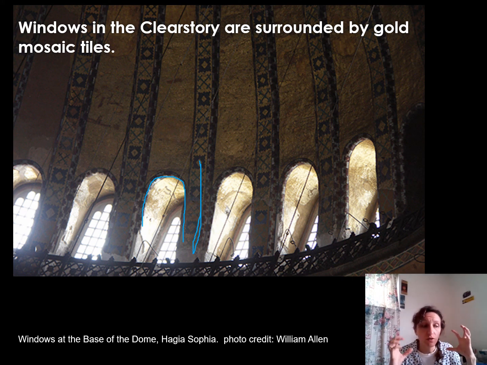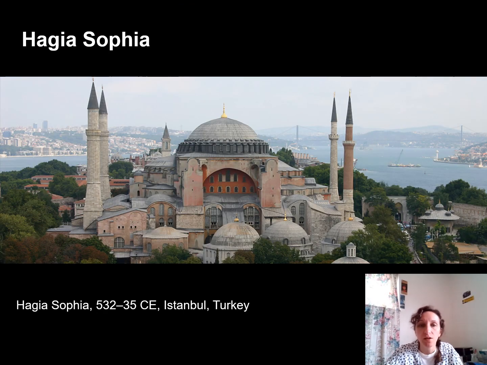So the gold mosaic is reflecting that light, bringing even more light into the building. Right? So here is that clear story on the exterior of the building. Here are those pendentives, right? This row of windows here cannot be considered a clear story because there are architectural elements above it, right? That's the definition I want you guys to remember for this class. We will talk more about clear stories when we get to the Gothic era.